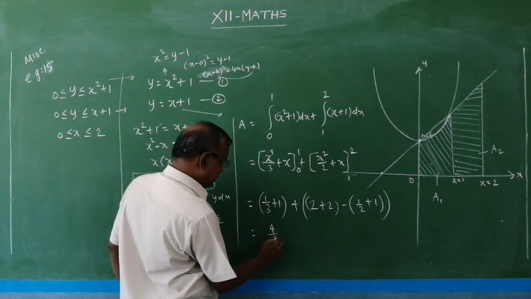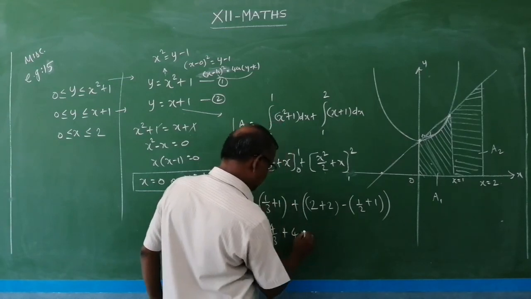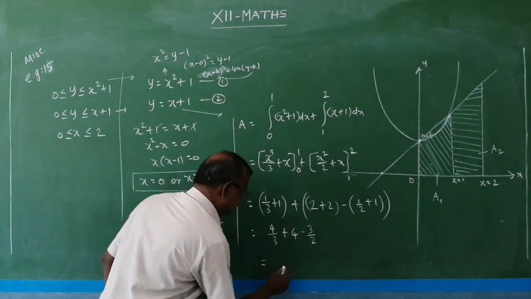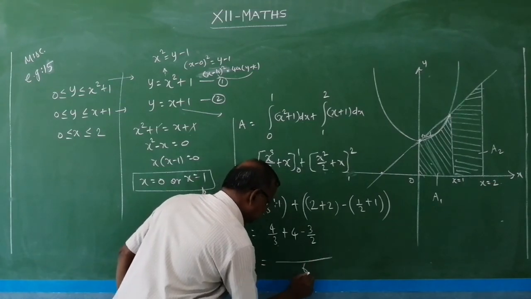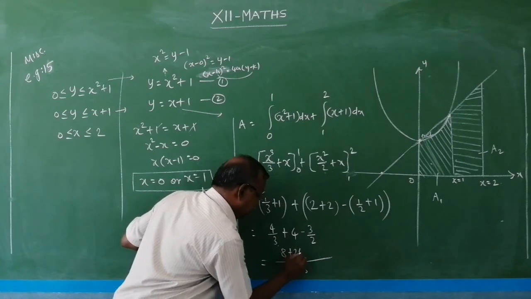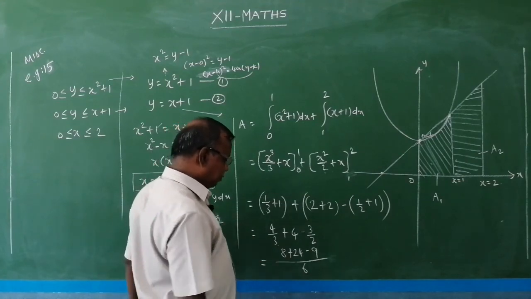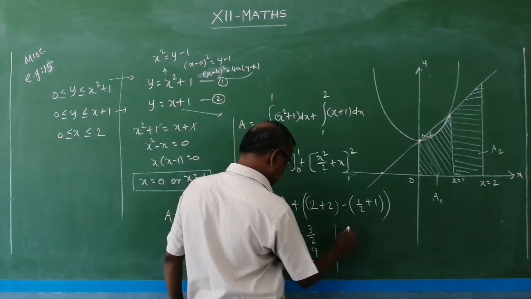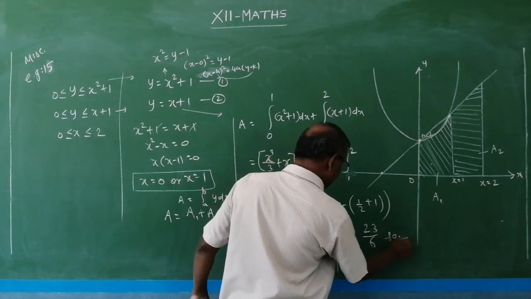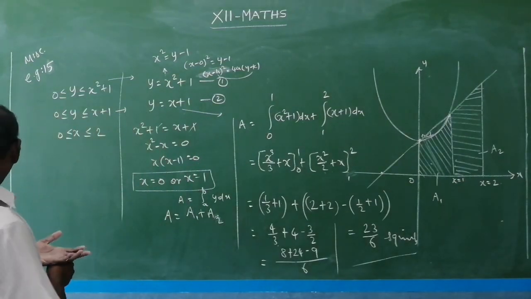So this is equal to 4/3 + 4 − 3/2. The LCM of the denominators is 6, so this is (8 + 24 − 9)/6. 8 + 24 is 32, 32 minus 9 is 23. So 23/6 square units. The required area is 23/6 square units.